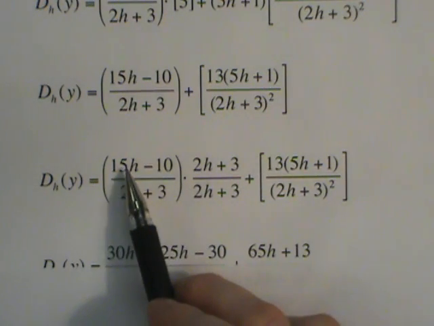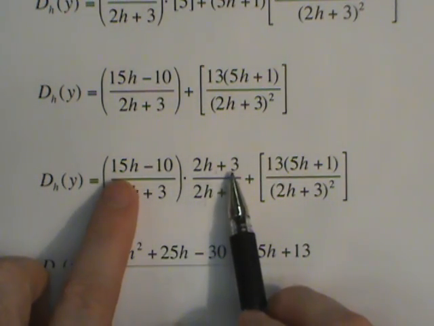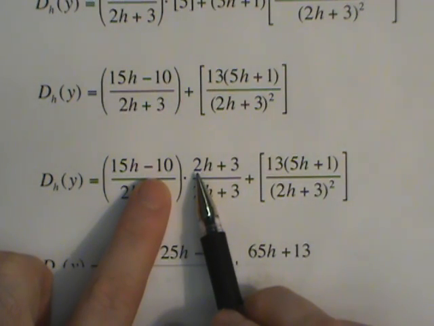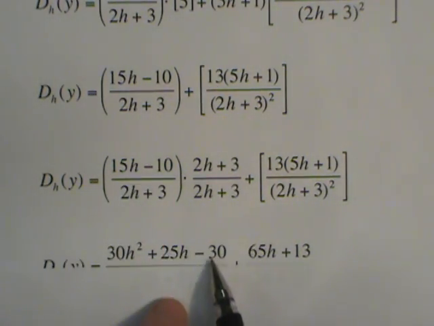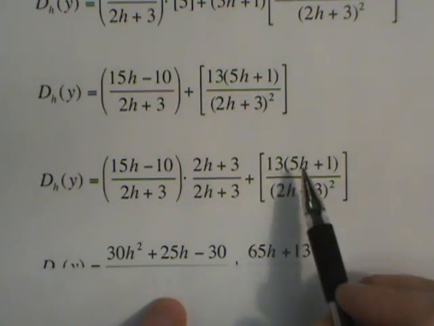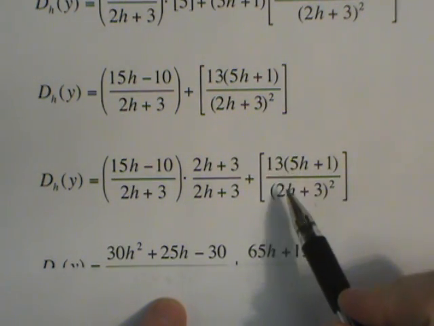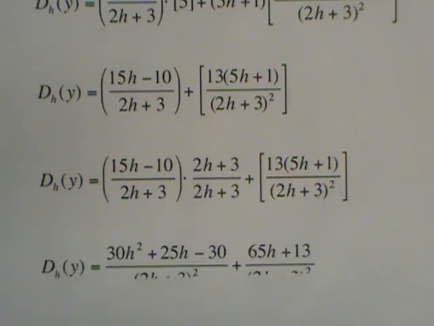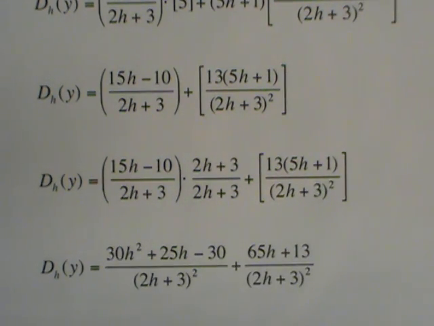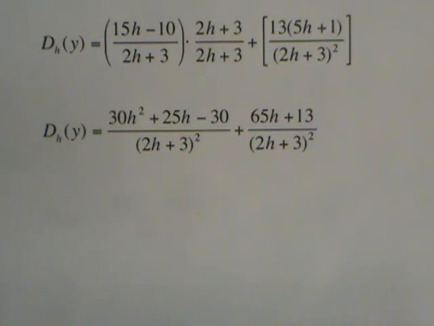So 2h times 15h is 30h squared. Outer outer is 45h. Inner inner would be minus 20h. So 45 minus 20 would be 25h. And last with last was my negative 30. For the second fraction, I decided to go ahead and distribute the 13. So 13 times 5 would be 65h. 13 times 1 is 13. Over that common denominator. And then as a last step, I'd be able to combine like terms.